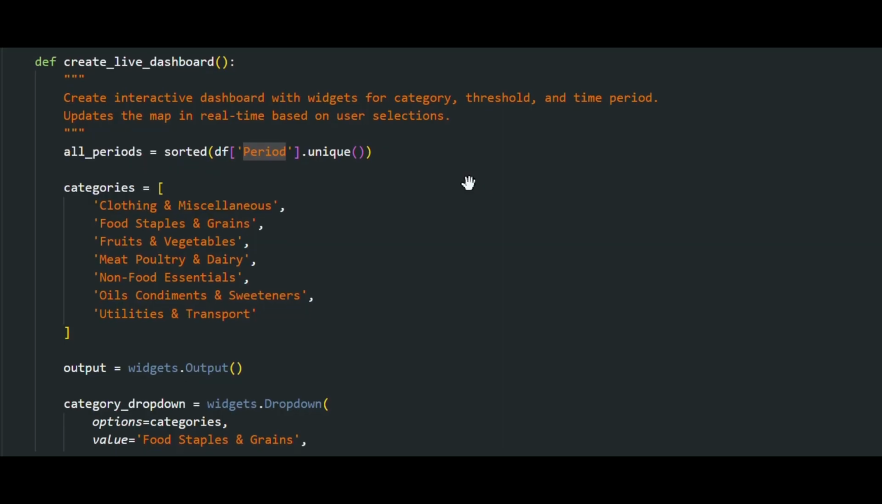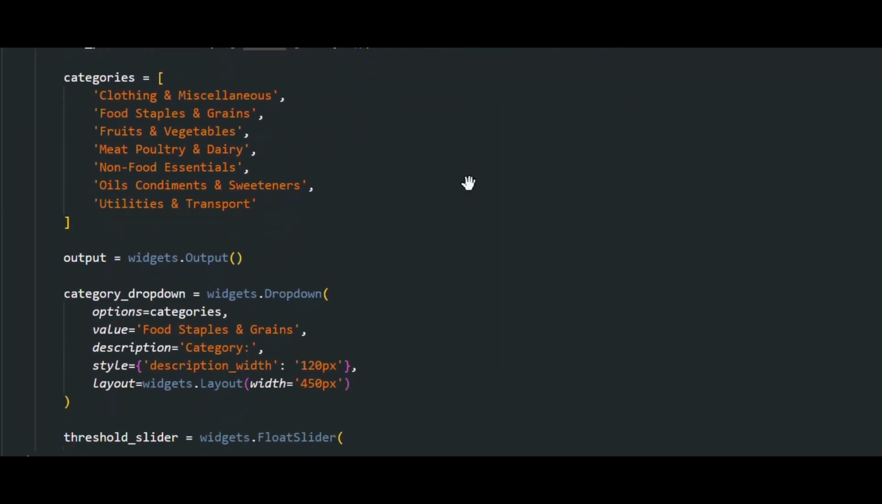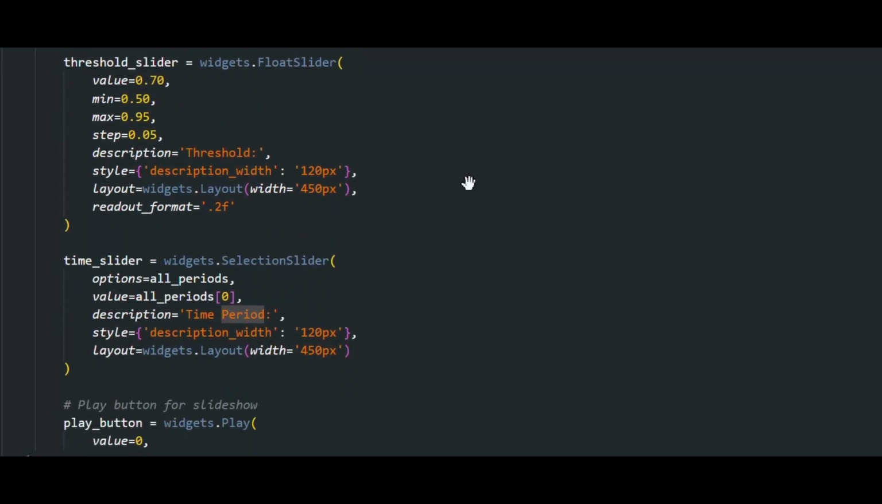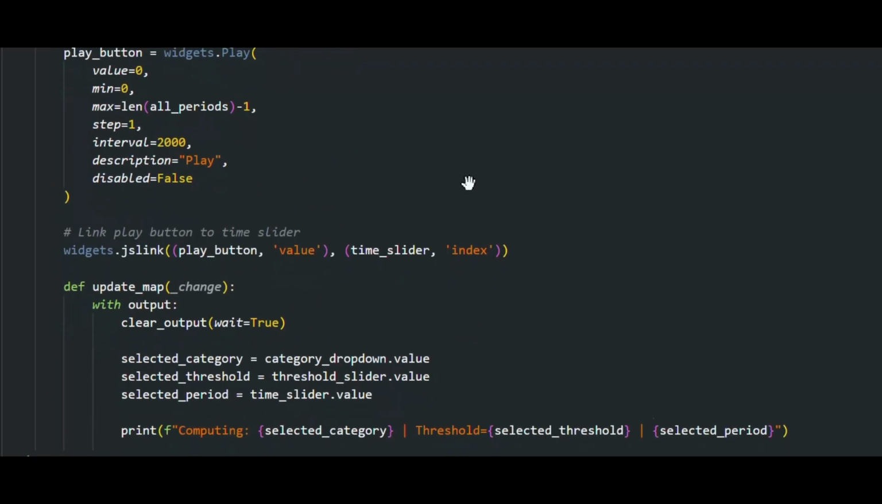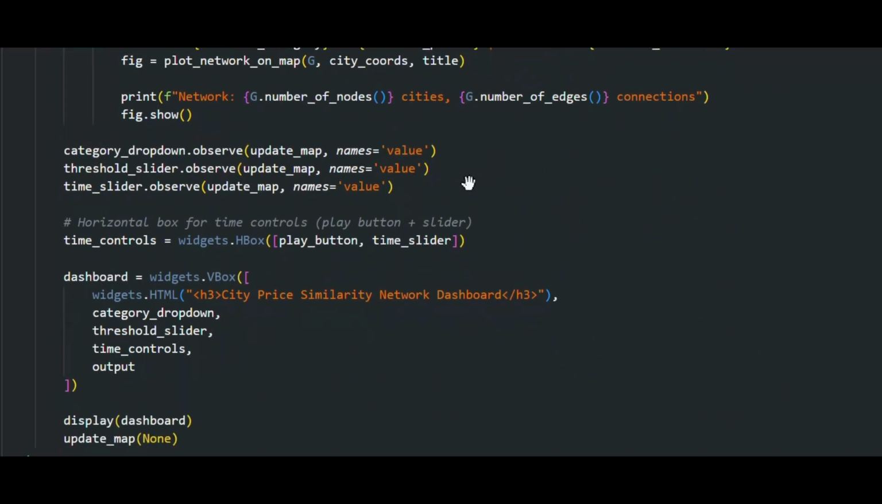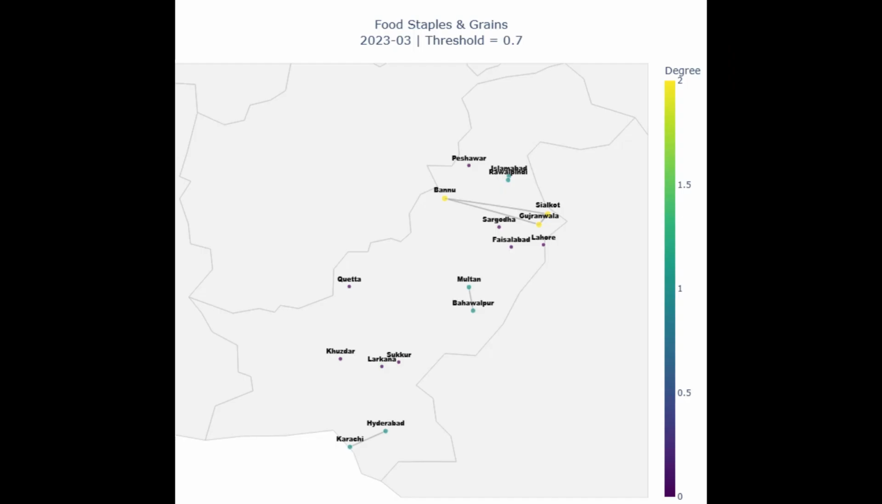The interactive dashboard visualizes networks on a Pakistan map. We can select different categories, different timelines, and different thresholds, and it will show the connections between cities that form in that month for that category and for that threshold. We can also play a slideshow.